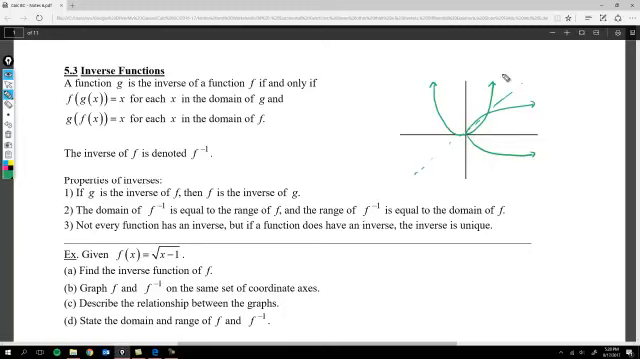Now, this is not the same thing as just a 90-degree rotation. It's not a 90-degree rotation, it is an actual reflection. We flipped it.